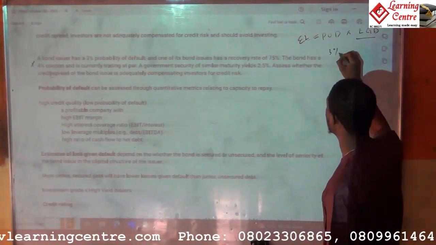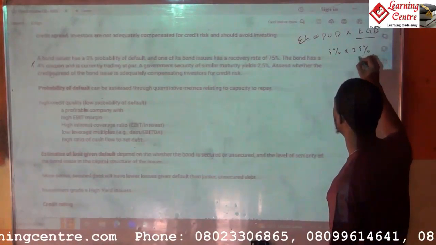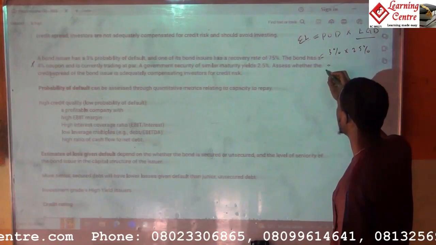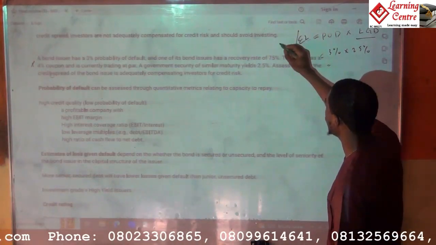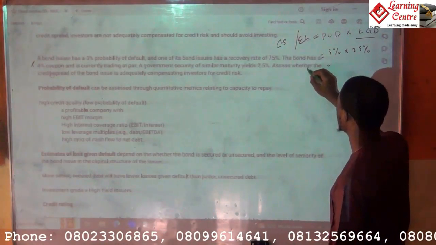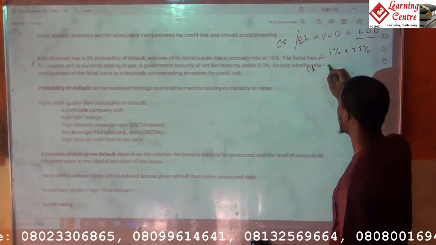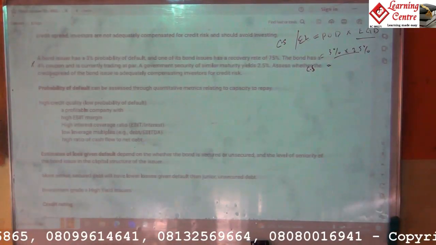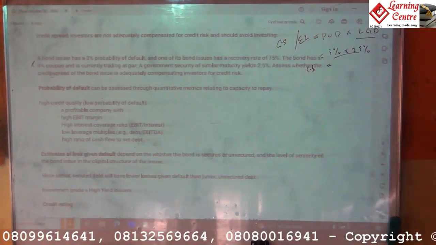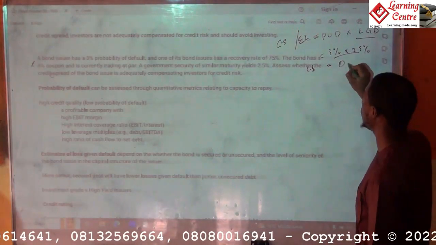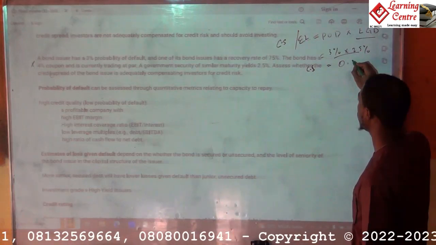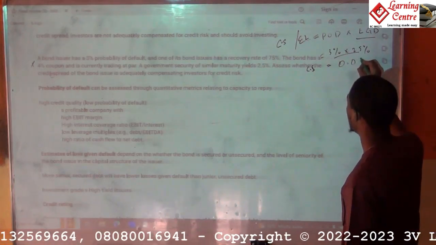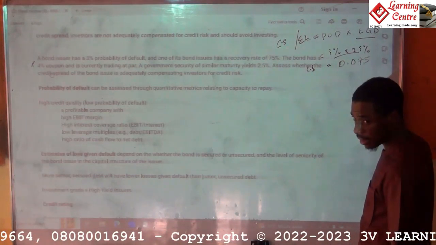3% times 5%. What do we have? No, sir, this one can also go for credit spread. What should the credit spread be? 0.075. Yeah?